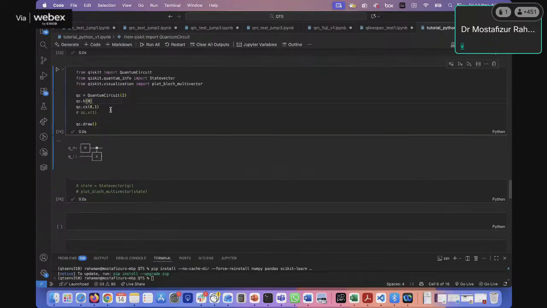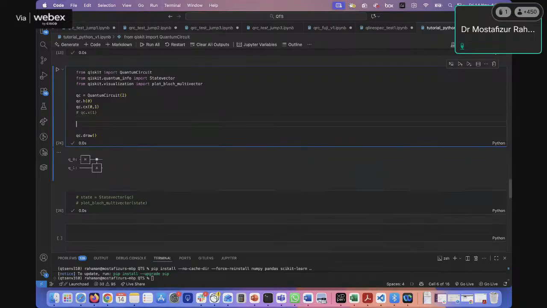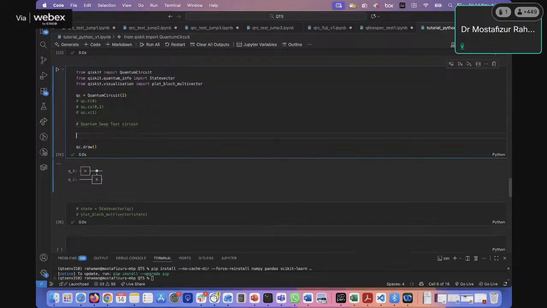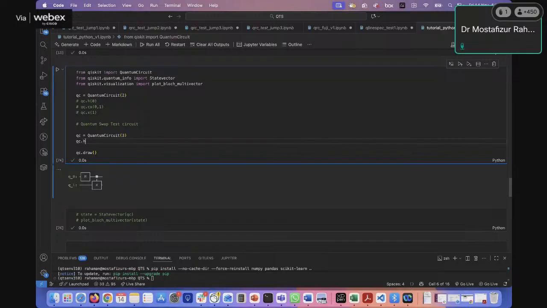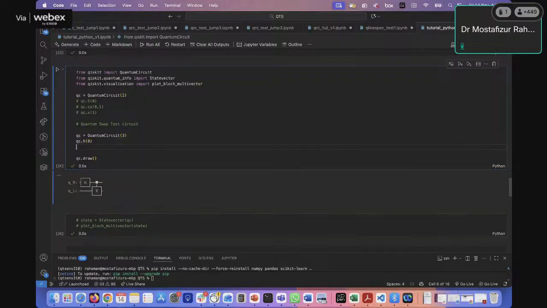So we have just studied some circuits, that is the quantum swap test circuit. So how to do these things? Let's try this. Let's take three quantum registers, for example, right? And on the first quantum register, we need to apply Hadamard. So QC.h means you are applying the Hadamard on the quantum circuit in the first register. The first register starts with 0, okay? And then you do not apply anything on the second and third, right?